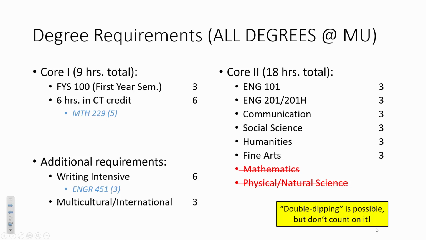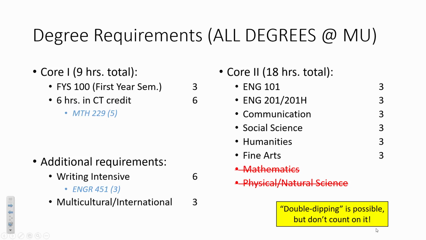Okay. Let's talk specifically about Core 1 and Core 2, and I'm not getting into the weeds. There are some minute differences depending upon some testing scores and if you can get into certain courses, but I'm just trying to keep it basic. So let's talk about Core 1. Core 1 consists of FYS, which every student at Marshall University has to take, and 6 hours of courses that have a CT designation. CT stands for critical thinking.